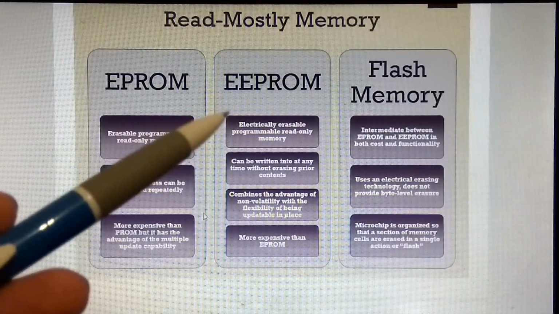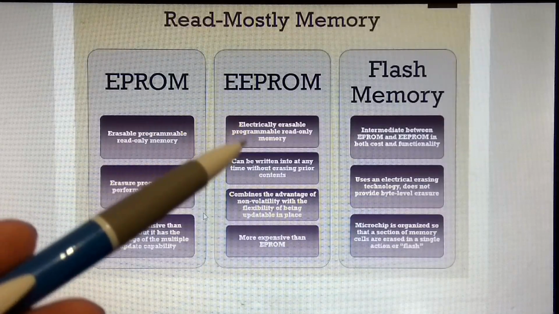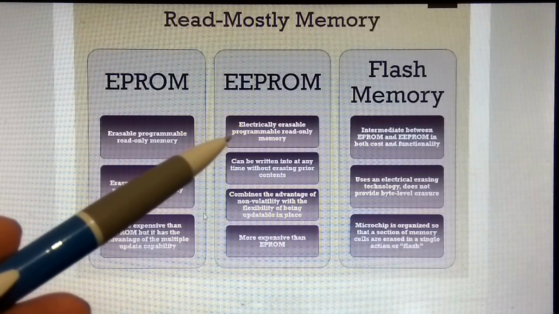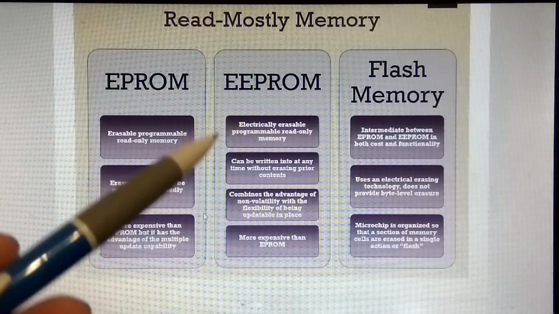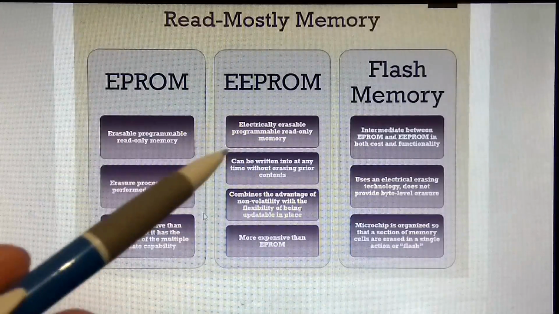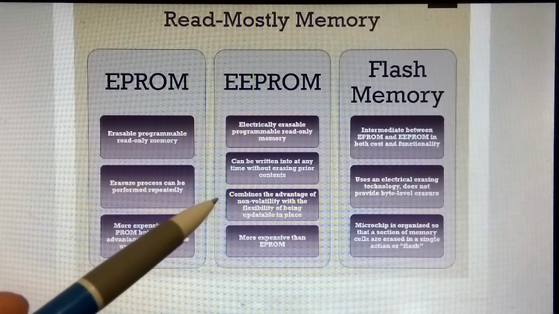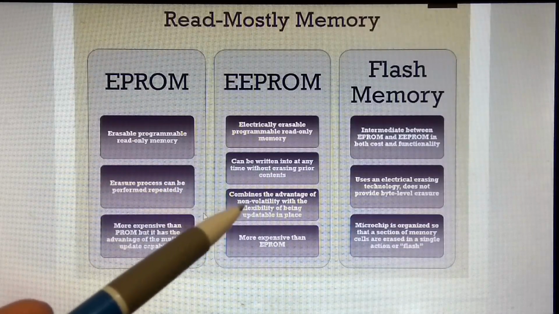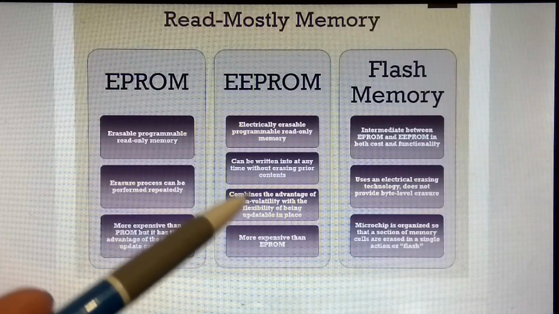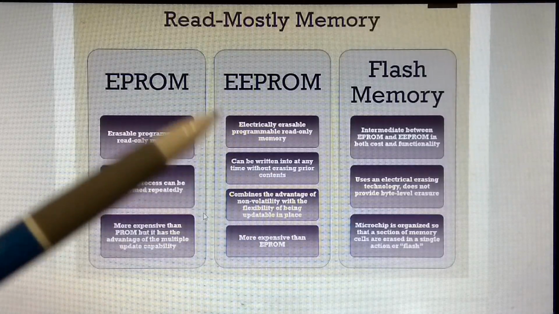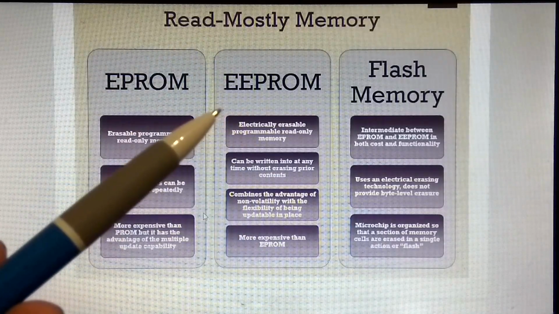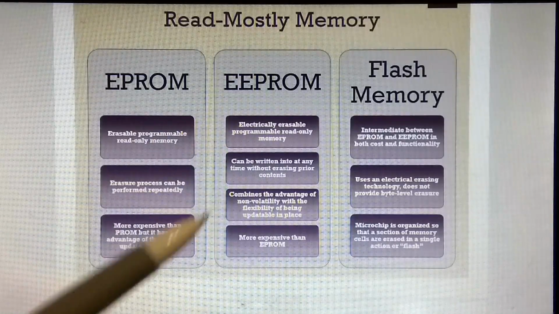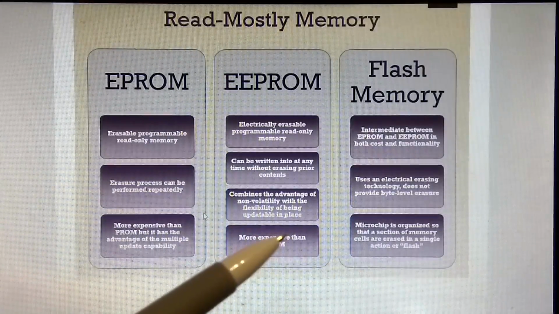The EEPROM, which is an electrically erasable programmable read-only memory, can be written into any time without erasing the important contents. It combines the advantage of being non-volatile with the flexibility of being updatable in place, which contains the advantage of the EPROM, but it's an upgraded version. However, it's more expensive than the EPROM.